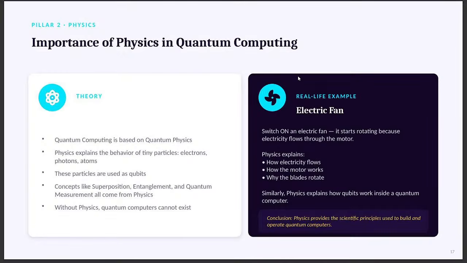It will stop rotating, right? Same way, if there is no physics, there is no quantum computing. That's it. Simple. That is the conclusion I wanted to make. If I stop electricity, the fan will stop working, right? But if quantum physics didn't exist, quantum computing also couldn't exist. That is how important physics is in quantum computing.